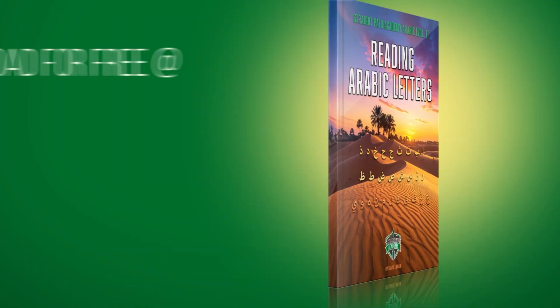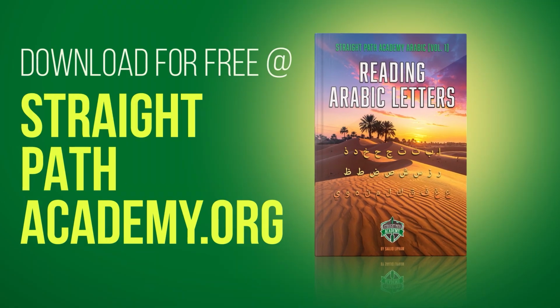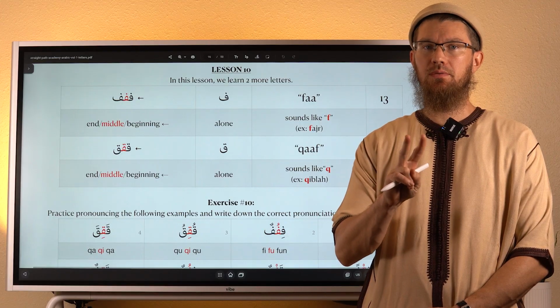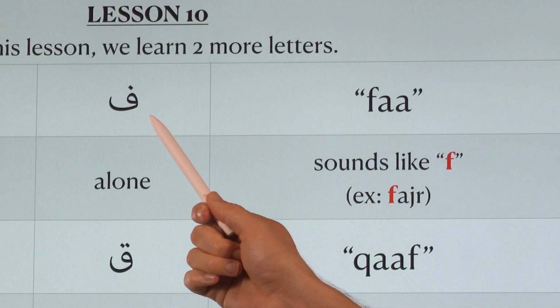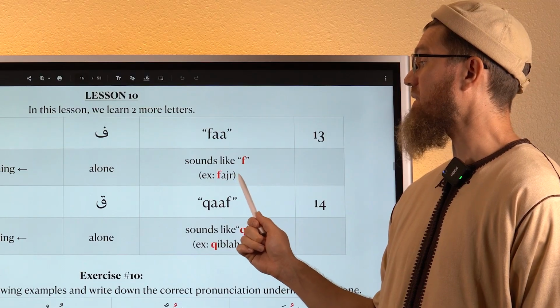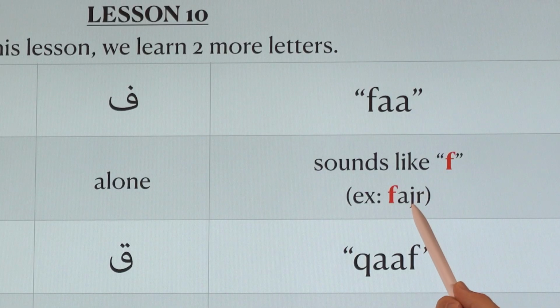And welcome to lesson 10 of Straight Path Academy Arabic Volume 1, Reading Arabic Letters. In today's lesson, we'll be learning two new letters. First, we'll be learning the letter fa, which sounds like the English F. For example, an Arabic word that begins with the letter fa is fajr, the morning prayer.